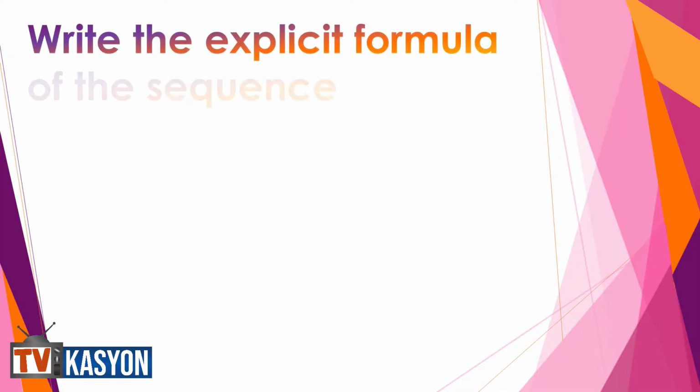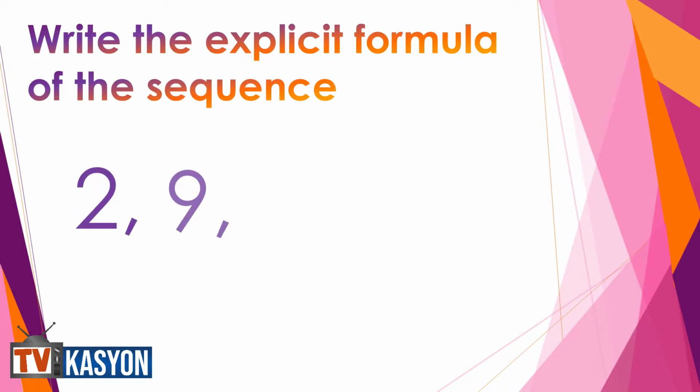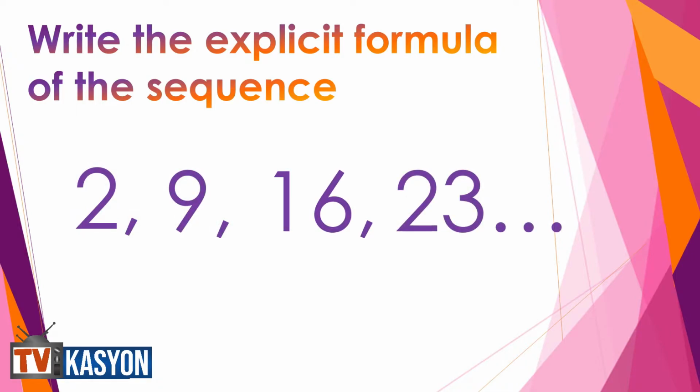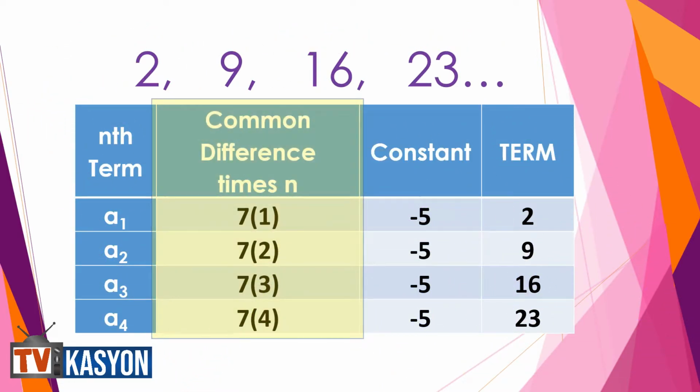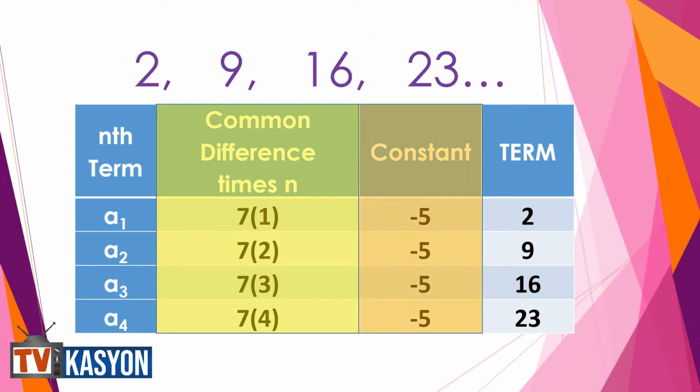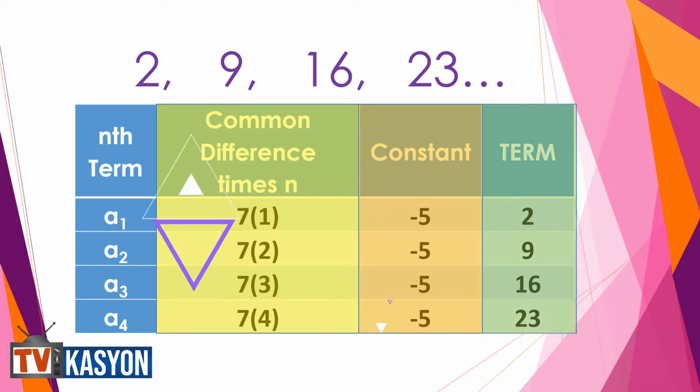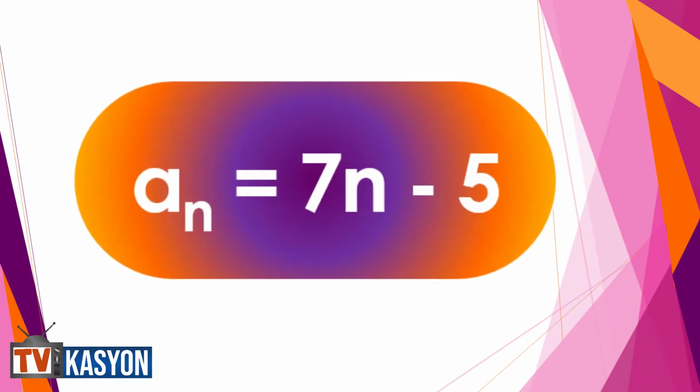Now, let's try writing the explicit formula for the sequence 2, 9, 16, and 23. Therefore, the explicit formula of the sequence is a sub n equals 7n minus 5.